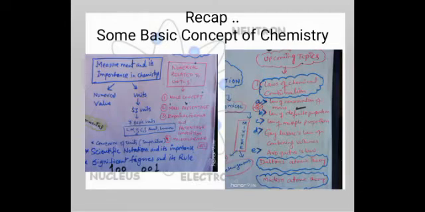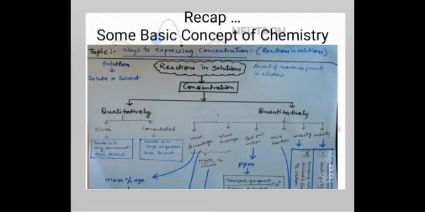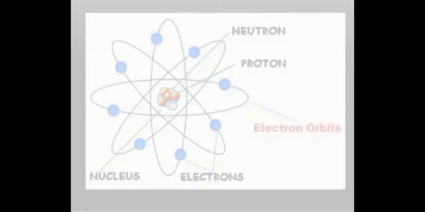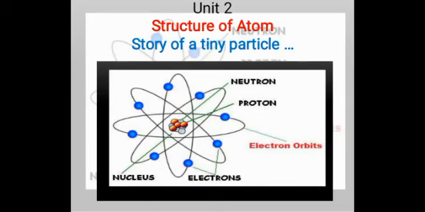Then we studied the laws of chemical combination, the 5 basic laws. Those 5 basic laws were converted into theory in Dalton's atomic theory, which was further modified into modern atomic theories. Then in the end we did ways of expressing concentration, the reaction in solution, qualitatively and quantitatively. Qualitatively: diluted and concentrated. Quantitatively, majorly 5: percentage, mole fraction, parts per million, molarity and molality. So today we will start our unit 2.